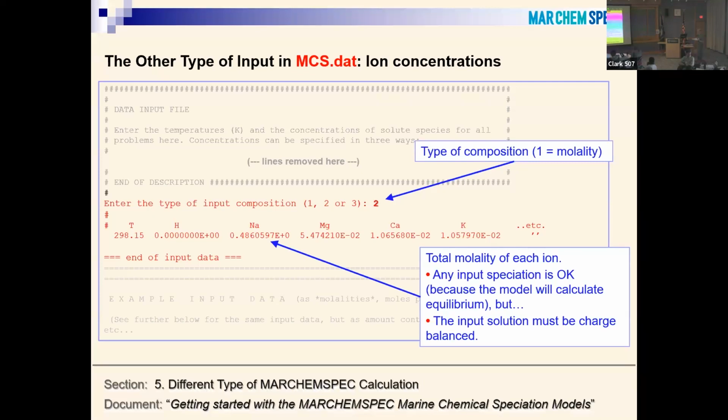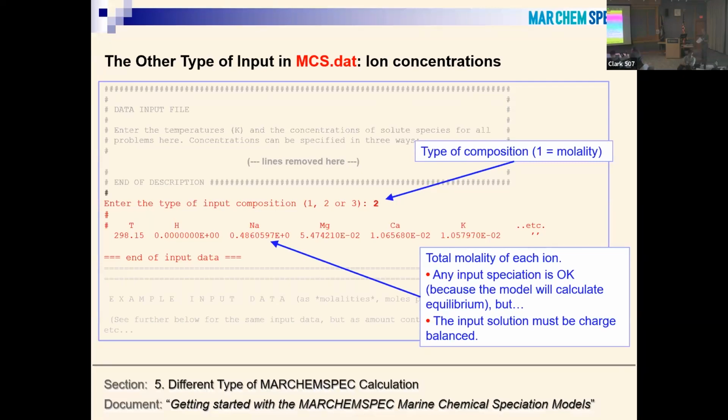So we've got hydrogen, which is 0, that's going to be something that's calculated as an output. Sodium, magnesium, calcium, potassium, and so on down through the anions. In terms of acid-base species, kind of any input speciation is okay, because the model is going to calculate the equilibrium. So you could put in all your CO2 as CO2*, or as carbonate and 2 hydrogens, it would be equivalent.